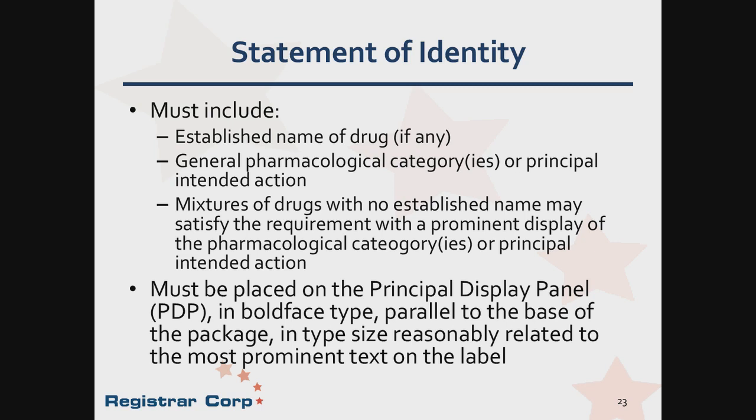Unfortunately, FDA doesn't tell you what they think reasonably related means. So the only thing we have to go off of is in the food labeling guide. FDA says that it's half the size of the largest text on the label. So we generally tend to try and present statements of identity in that size, but please note that in terms of drug products, FDA hasn't defined what they mean by reasonably related. So you just want to make sure that it's distinct at a minimum.